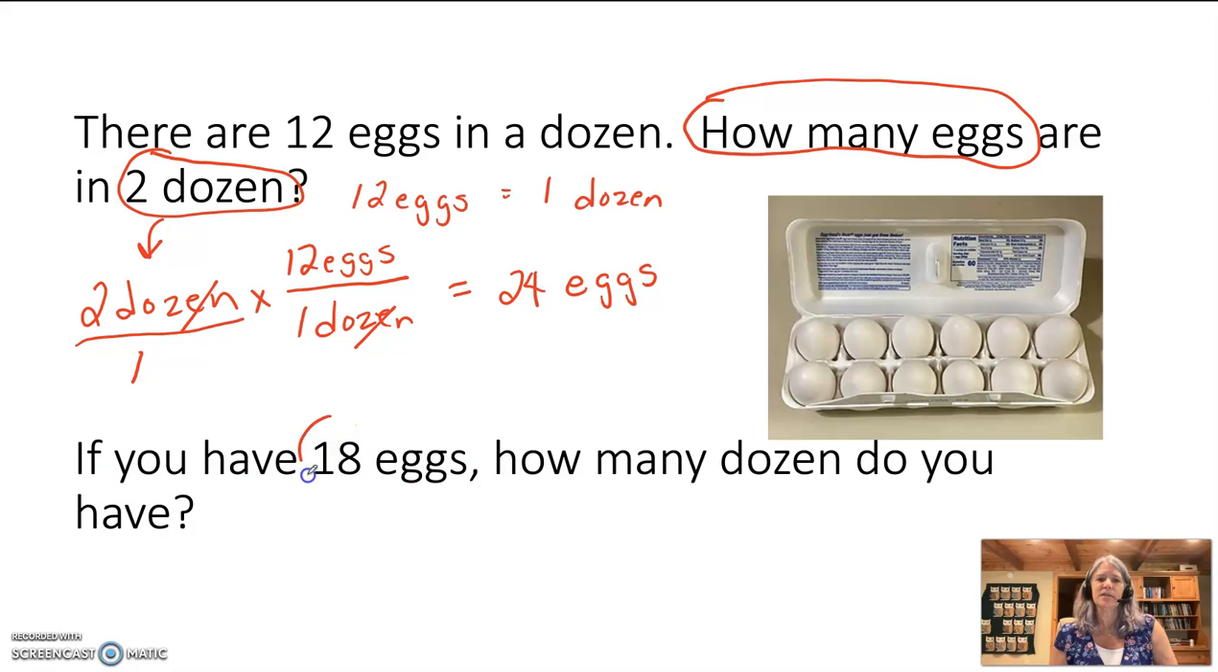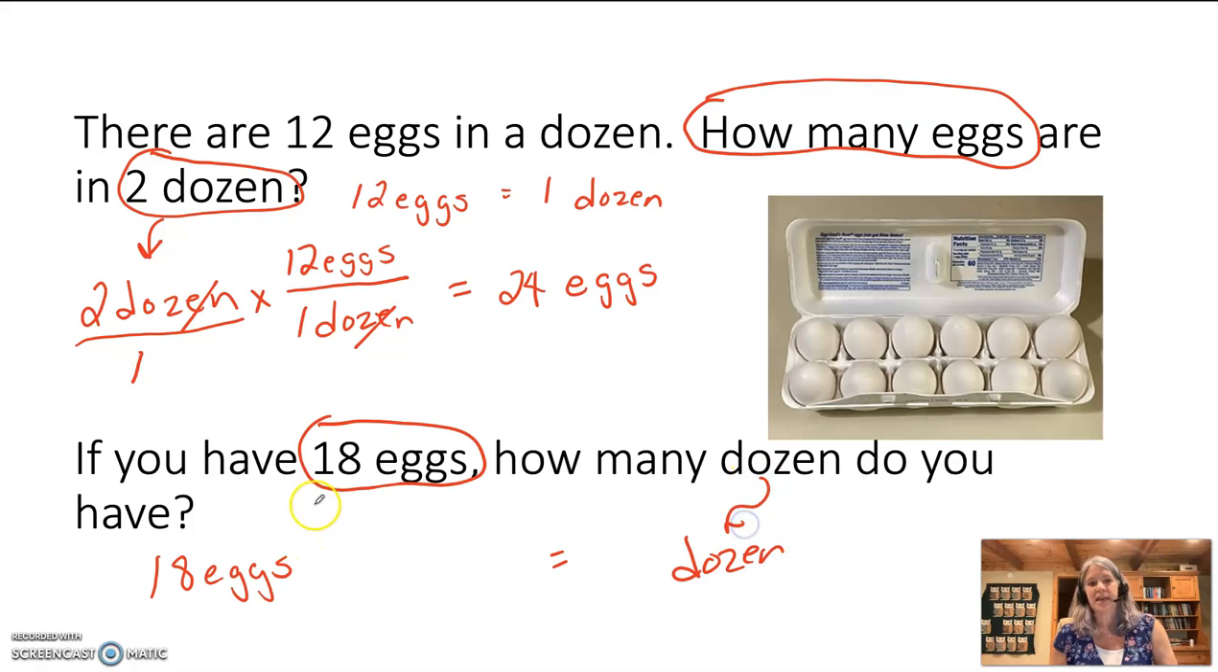So in this case, we're given the quantity of 18 eggs. So that goes on the left. We're asked how many dozen that is. So that's going to be the units of our answer, right? Dozen is what we want. Eggs is what we're given. We multiply what we're given by the conversion factor. We have the same conversion factor that we've already used. 12 eggs equals 1 dozen.